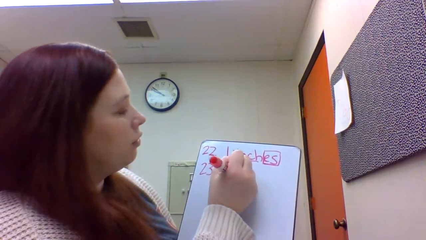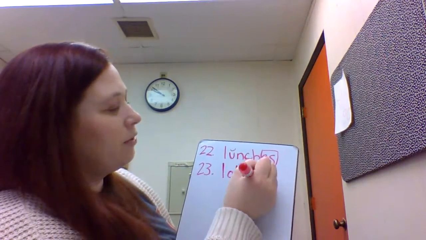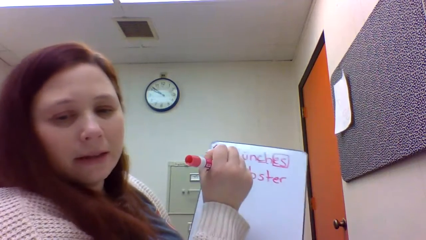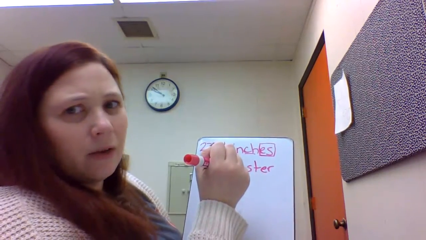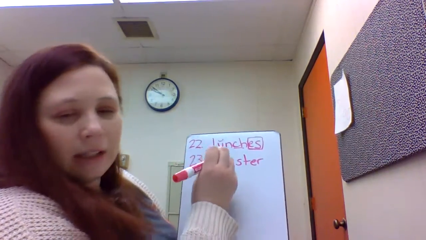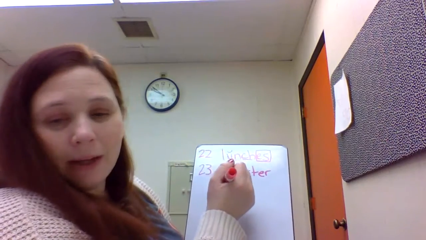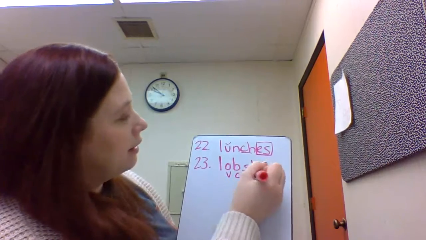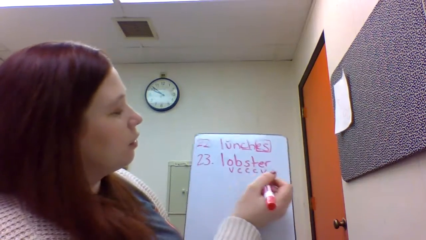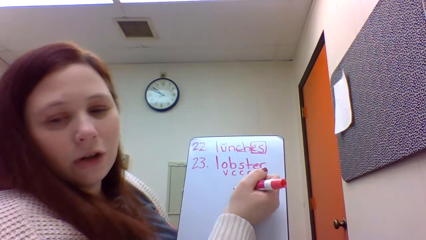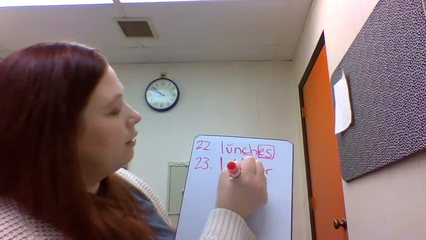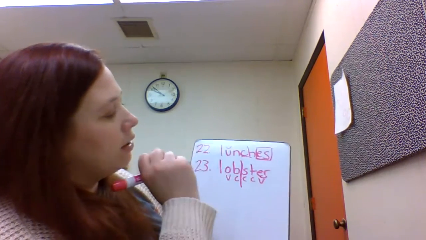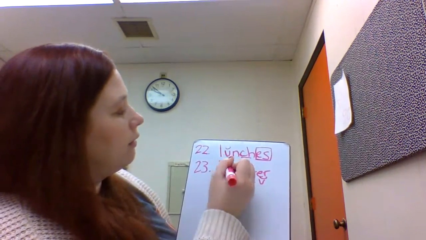23, lobster. Do you guys like lobster? Miss White doesn't like lobster. I don't like any kind of thing that comes out of the ocean or water, but a lot of people like lobster. Here we have our vowel, consonant, consonant, consonant, vowel. Let's look at our word, lobster. We're going to draw our line here. Here's our ER combination, and our O gets a breve.